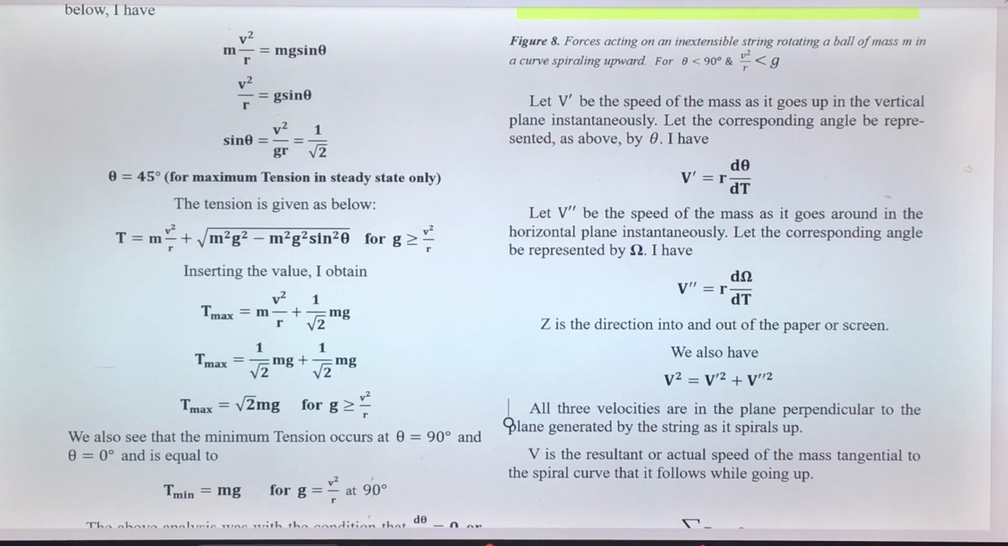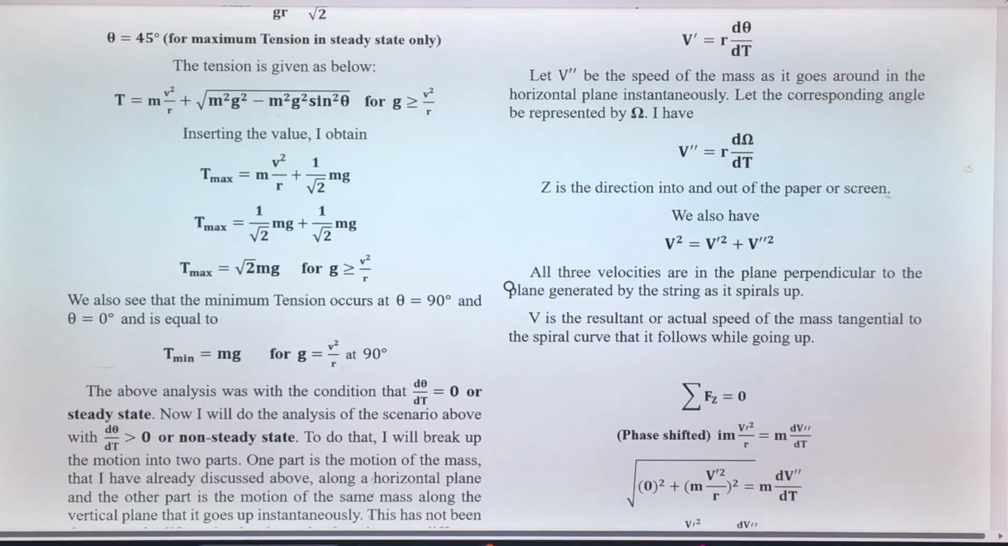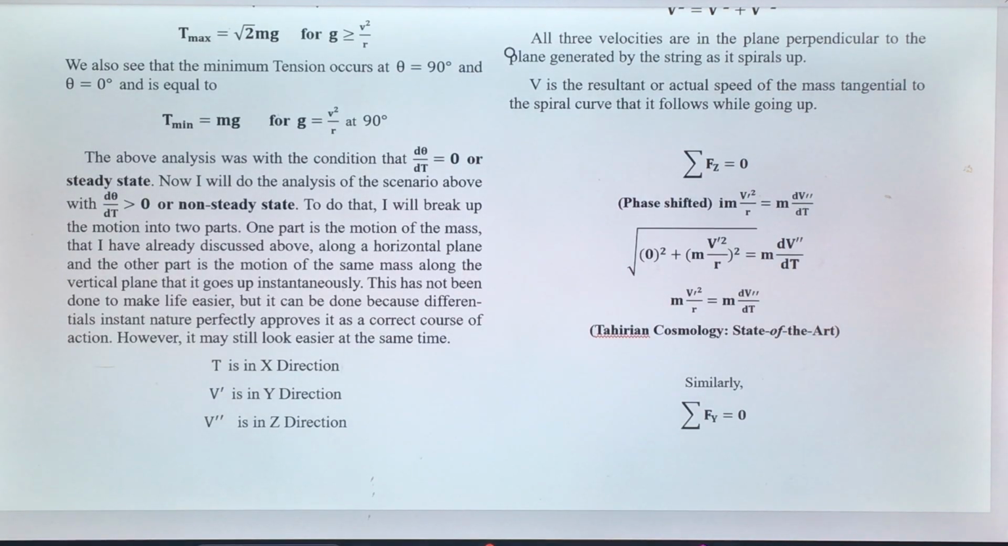V is the resultant or actual speed of the mass, tangential to the spiral curve that it follows while going up. That's the resultant. Now, summation of forces in the Z direction. Z direction is out of the paper or screen, the direction of v double prime. The phase shifted I m v prime square over r is equal to m dv2 over dt. Guys, this is the state of the art. This is a physical force. This is not imaginary. This is not a hallucinated force.